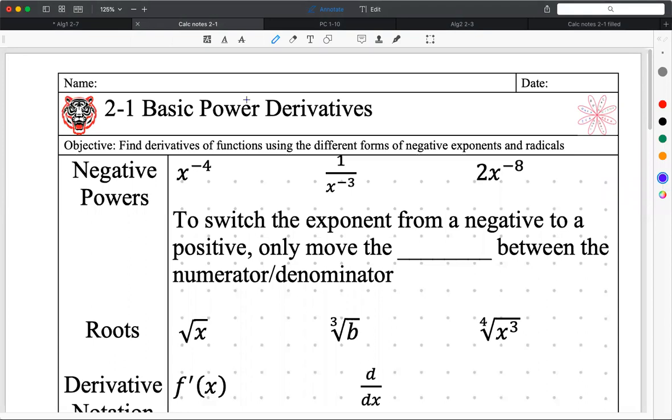All right, we are on lesson 2-1, AP Calculus, Basic Power Derivatives, our brand new unit. This unit is all about taking derivatives. Today's date is Wednesday, September 19th, 2020. Our objective today, who would like to read that? Yes, Chris. Find derivatives of functions using the different forms of negative exponents and radicals.